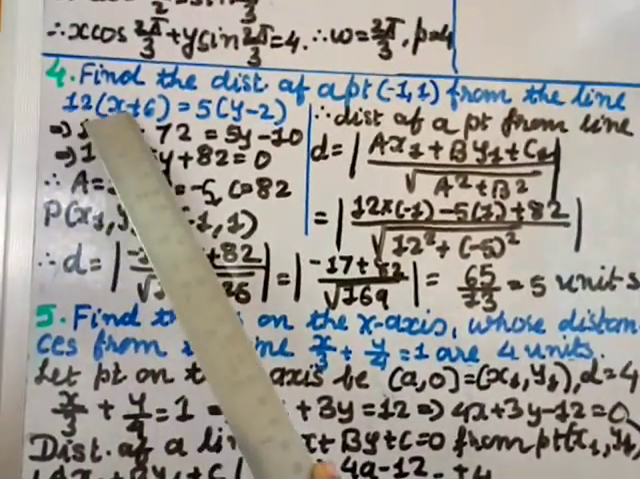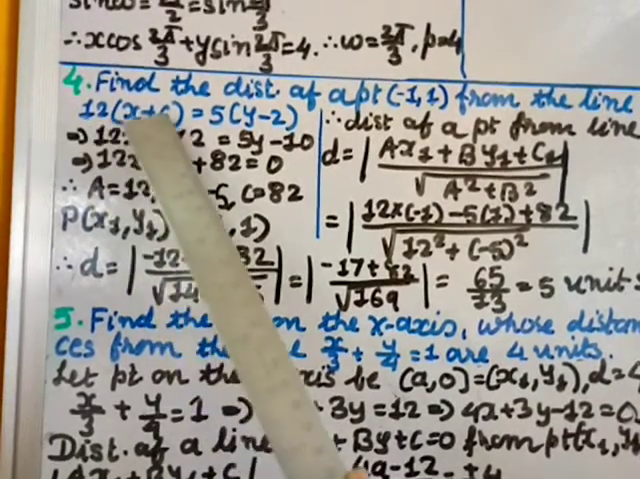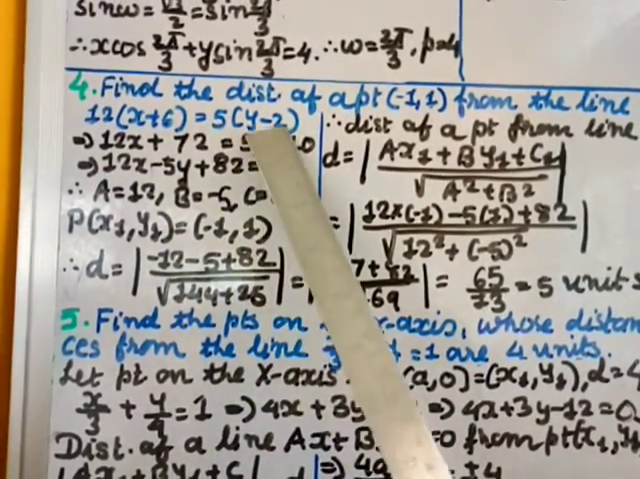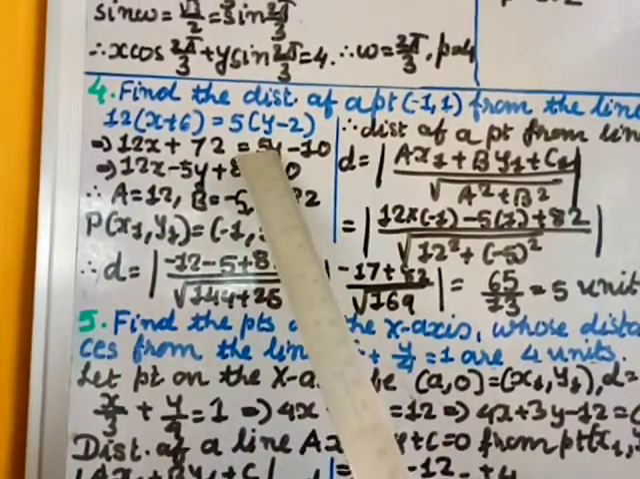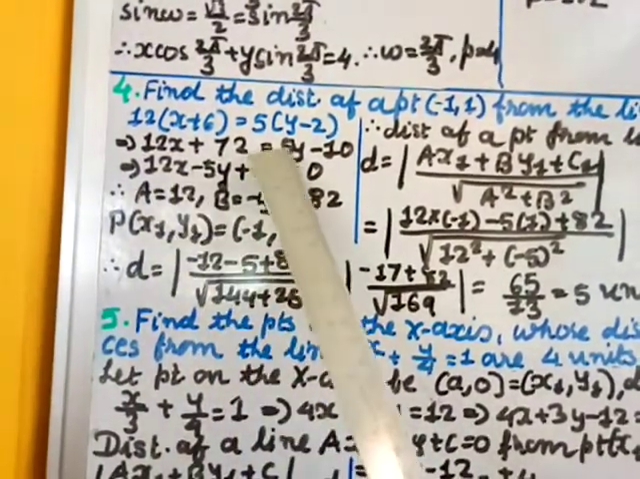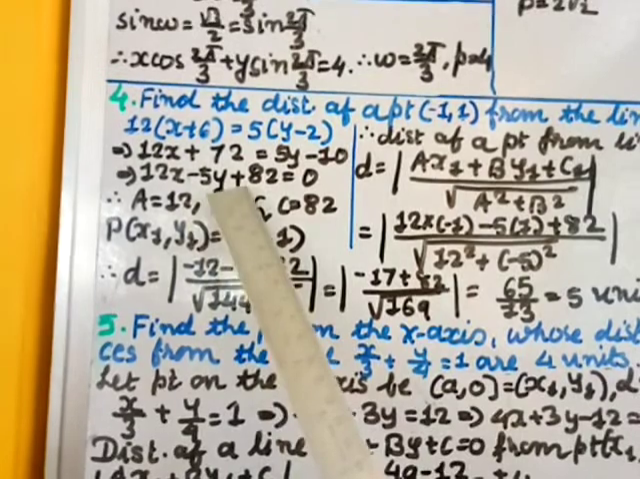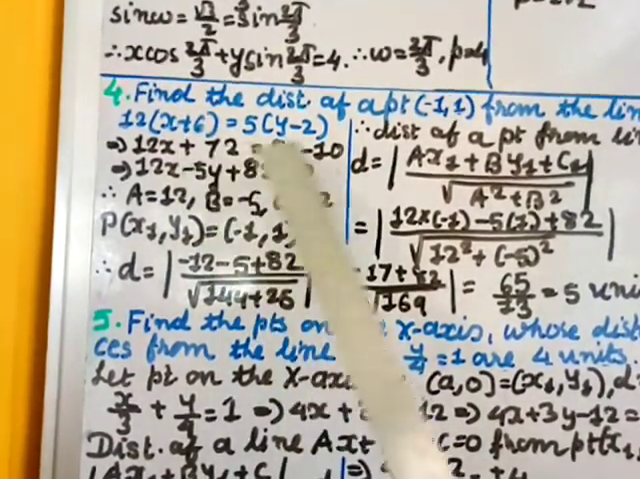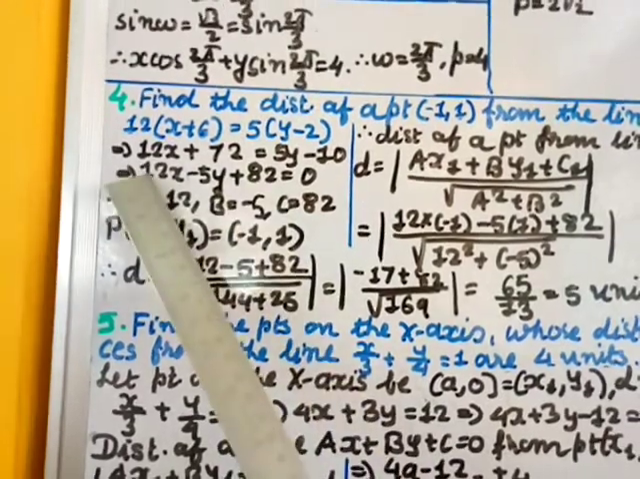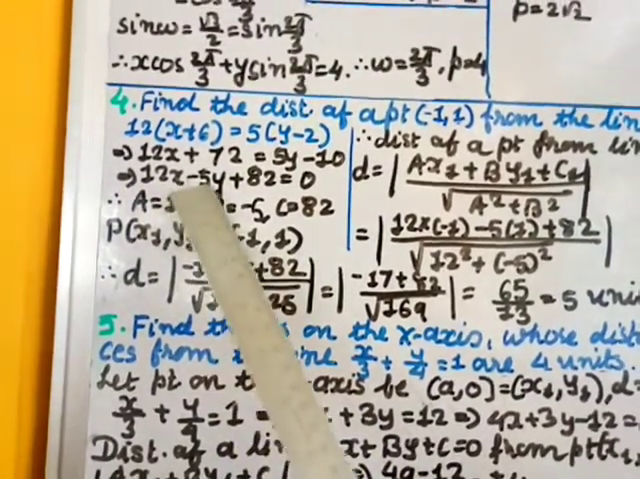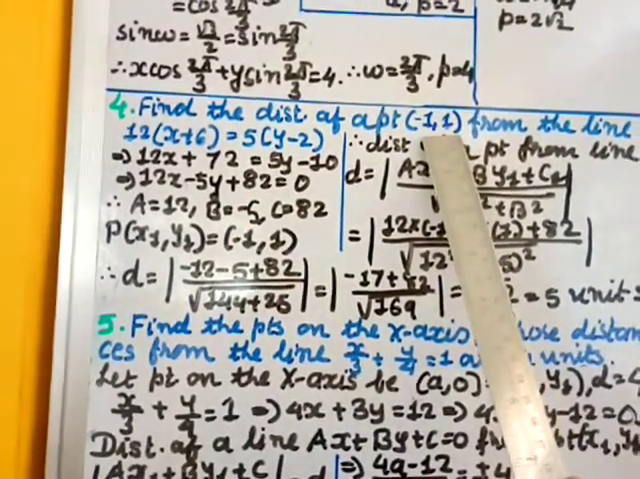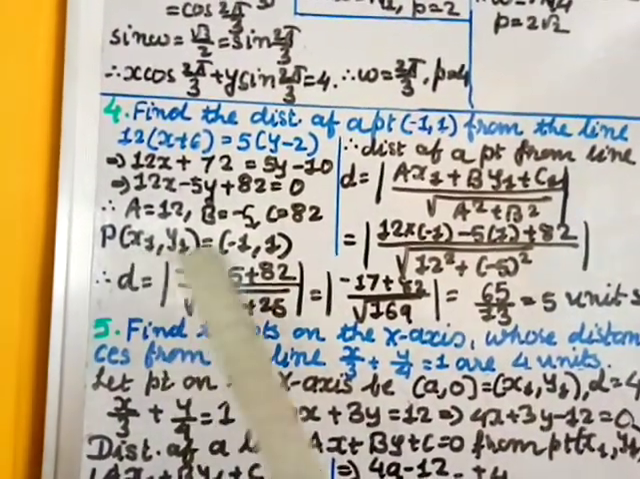So we multiply: 12 into x is 12x, 12 into 6 is 72, plus 5 into y is 5y, minus 5 into 2 is 10. Now transfer this over here: 12x minus 5y, and plus 72 plus 10 gives you 82. Now here the a value is 12, b value is minus 5 and c value is 82, and the point given to us is (-1, 1), so we call it x1, y1.